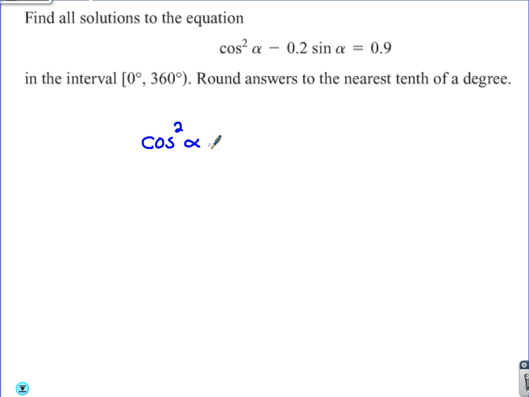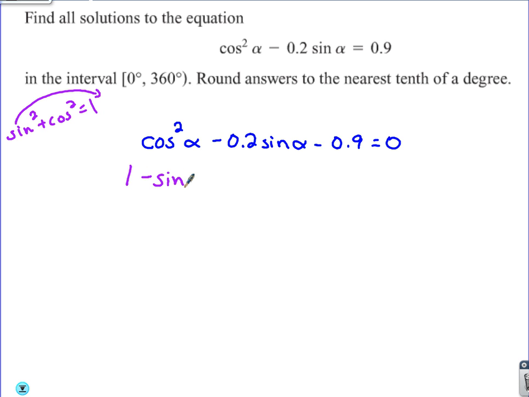Cosine squared alpha minus 0.2 sine alpha, let's go ahead and do minus 0.9 equals 0, because that's quadratic. I don't like sine stuff mixed with cosine stuff. I can very easily change cosine stuff into sine stuff, like this. I know sine squared plus cosine squared is equal to 1. So what I'm going to do is get rid of that cosine, turn it into sine. Move the sine squared over, and I get cosine squared is equal to 1 minus sine squared.